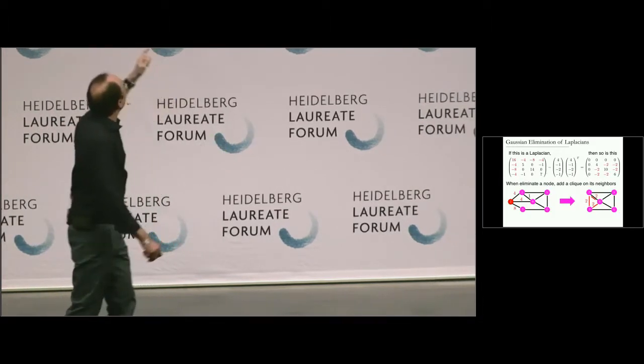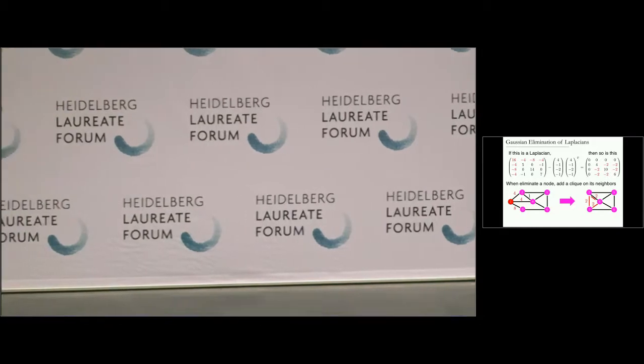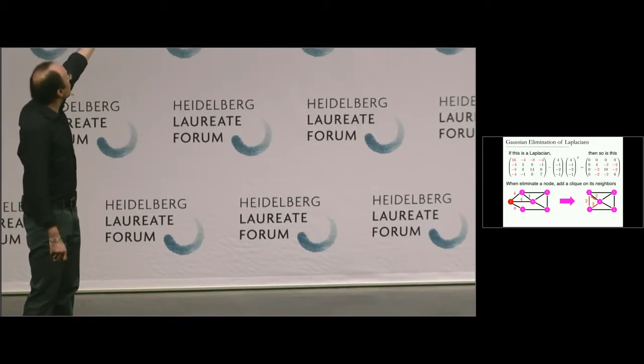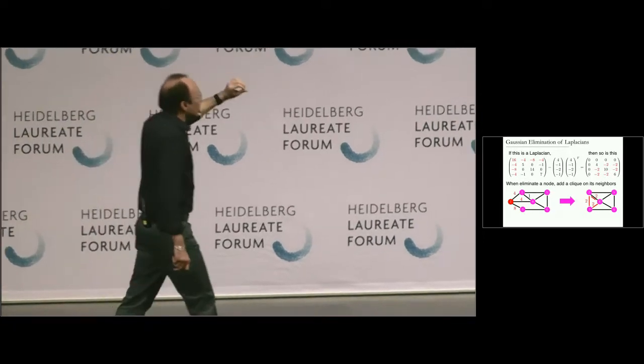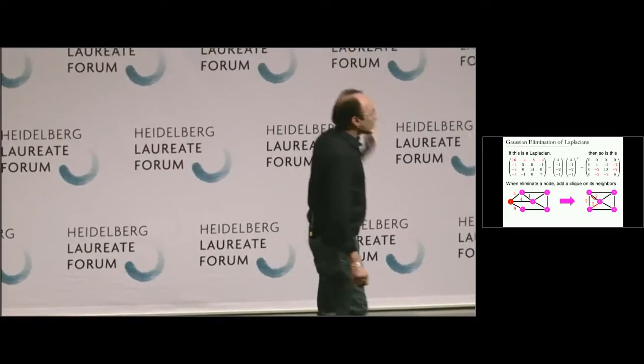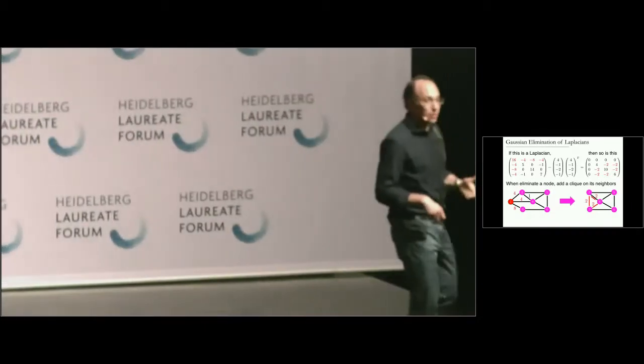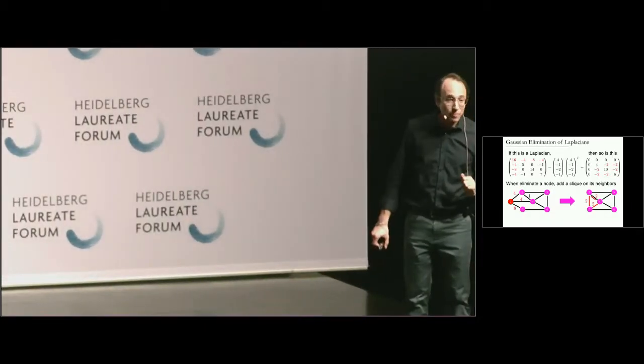That's very useful, and we can understand what this does to the graph. When I eliminate the first row and column, that corresponds to removing, say, node 1 from this graph. I get rid of that node and the edges attached to it, and I get a new graph where I have now added a clique on the neighbors of node 1. It's a weighted clique, but we can figure out exactly what it is, and it has a very nice description.